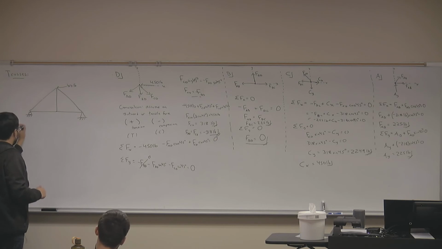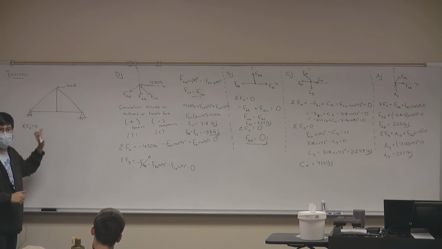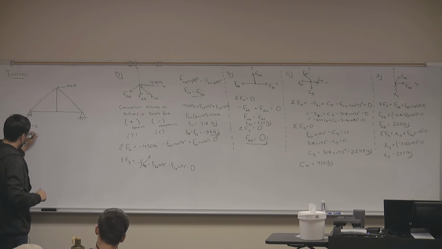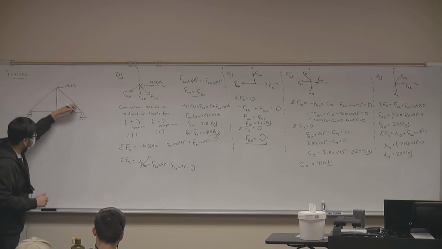I can say that the sum of forces in the x direction equals 0. And if I take equilibrium about this rigid body as a whole, what forces do I have in the x direction? I have negative 450 pounds. And what other force is acting in the x direction here? The reactionary force. The reaction from the hinge, right?